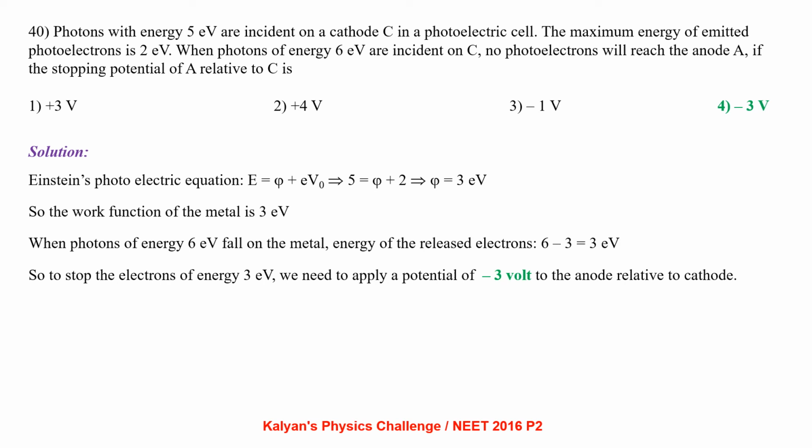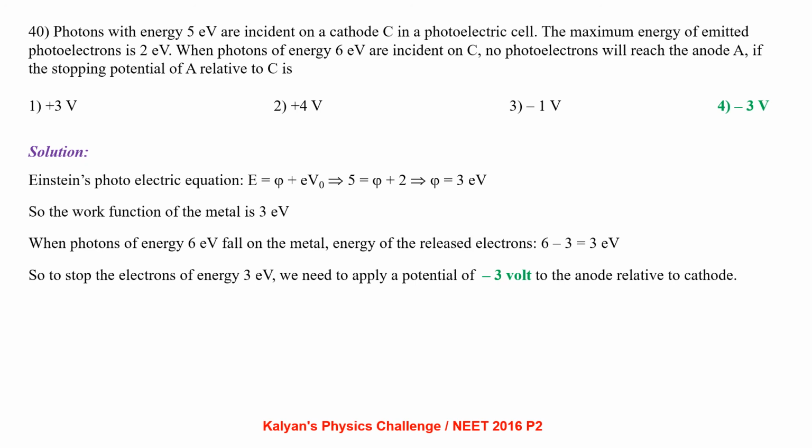Let us apply Einstein's photoelectric equation, E equal to phi plus eV naught, where E is the energy of incident radiation, phi is the work function, and V naught is the stopping potential. By substituting the given values, we get the work function of the metal to be 3 electron volt.